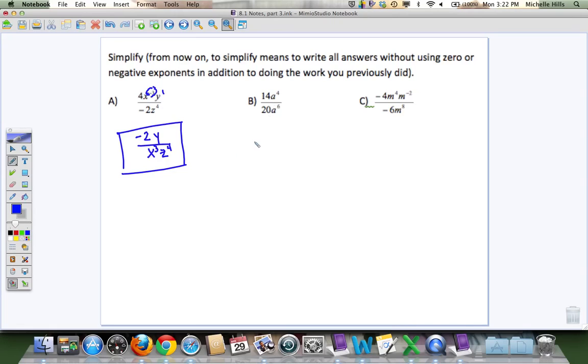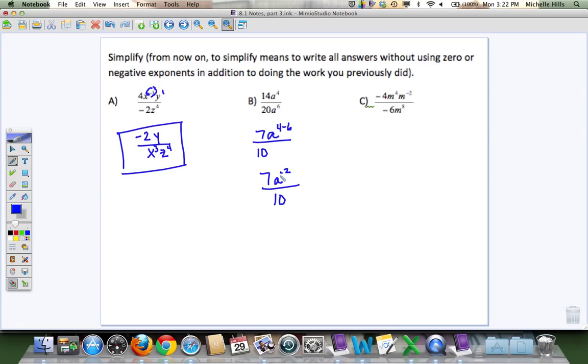When I see this division problem, it's a lot like the division problem in part 2 of the notes. First, I'm going to reduce this fraction. 14 over 20 reduces to 7 over 10. And then, when I divide things with the same base, I subtract the exponents. So a to the 4 minus 6 power, which is 7a to the negative 2 over 10.